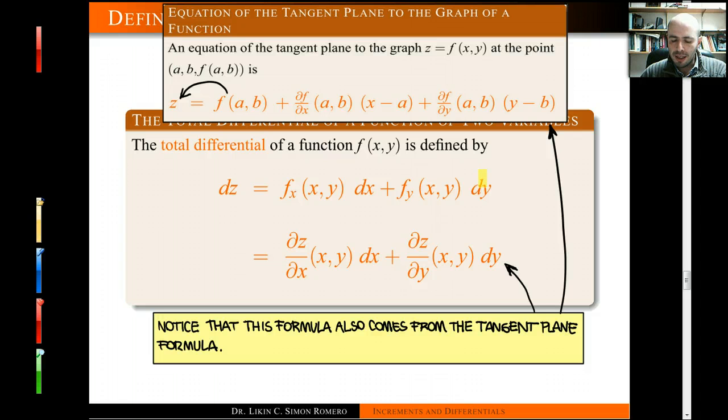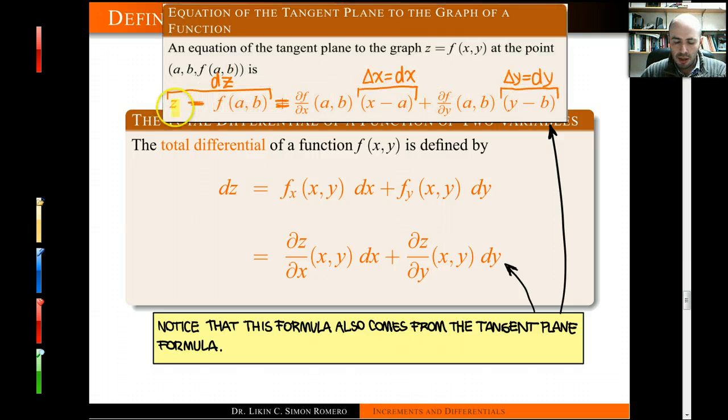Notice that this formula actually comes from the equation of the tangent plane of the graph of a function of two variables. This is the equation of the tangent plane, and we're sending f of a, b to the other side. So the thing that we have is this is the difference in z, let me just call it dz. This is the difference in x, and this is the difference in y. So notice that pretty much we have exactly the same formula. We're seeing it in a little bit of a different way.